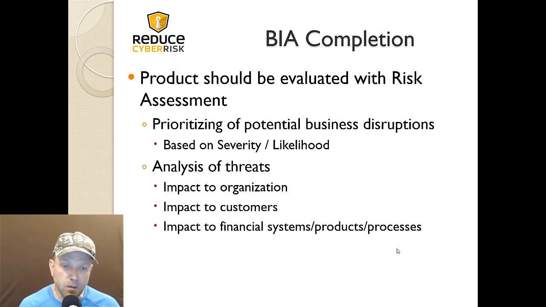So you analyze the threats, whether your impact to your organization, your customers, or impact to your financial systems, products, and processes. These are various aspects you need to consider when you're dealing with completing your BIA. Again, that's where it rolls into the risk assessment. So BIA is step one. Step two is your risk assessment. And then from there, you'll move on to do different aspects around risk management. So that's completing the BIA.